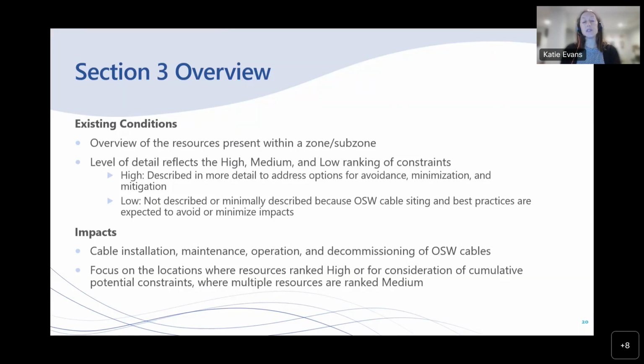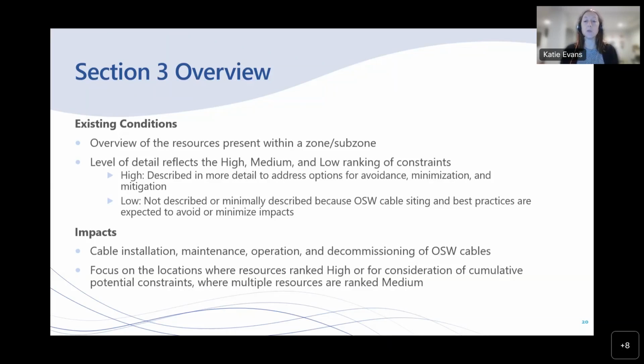The existing conditions discussions provide an overview of the resources present within a zone and subzone in the case of the undersea. The descriptions largely reflect publicly available GIS data, cable working group knowledge of specific resources, as well as prior experience from relevant projects that may overlap with our study area. The level of detail of the existing conditions discussions reflects the rankings I discussed earlier, high, medium, and low. So where resources rank high for potential constraints, you'll see a greater amount of detail there as needed to address options for avoidance, minimization, and mitigation.